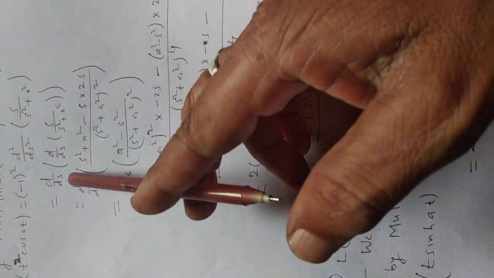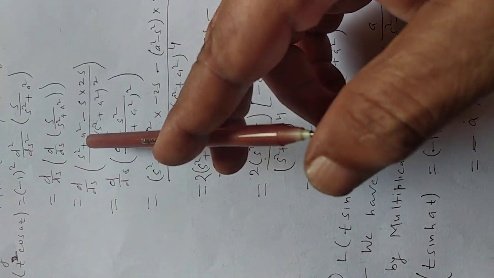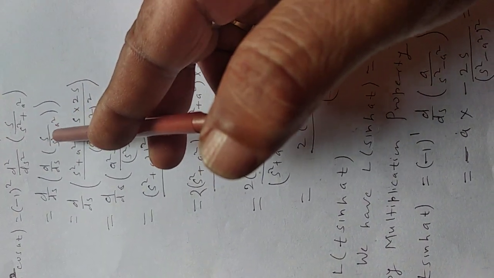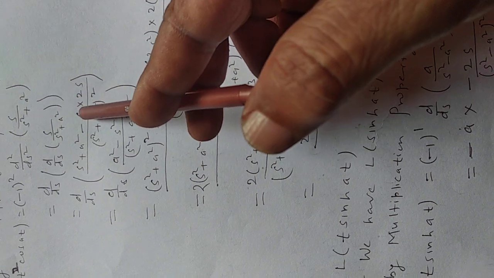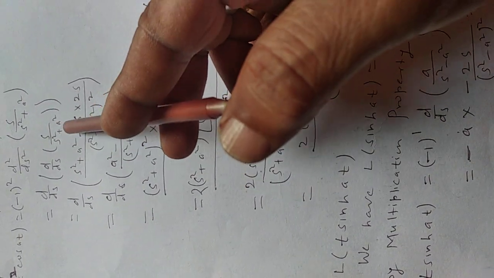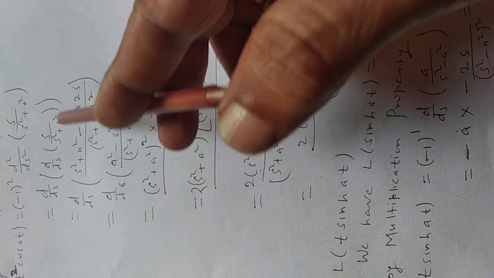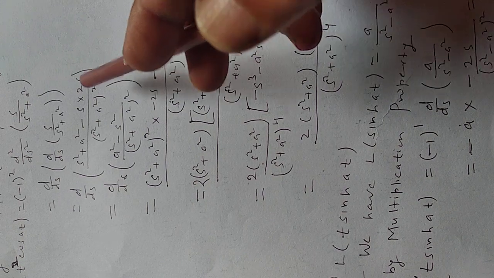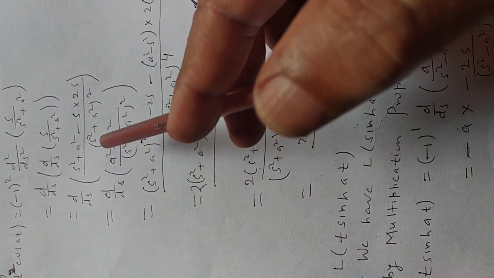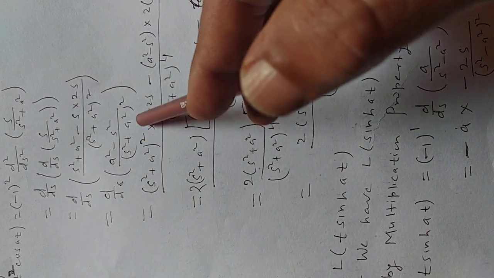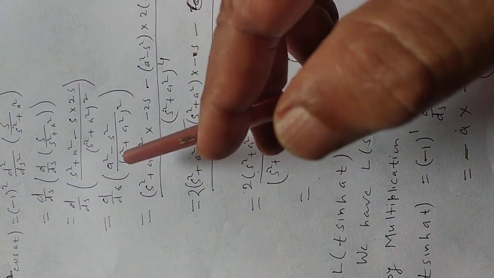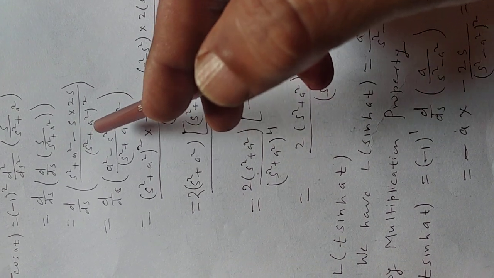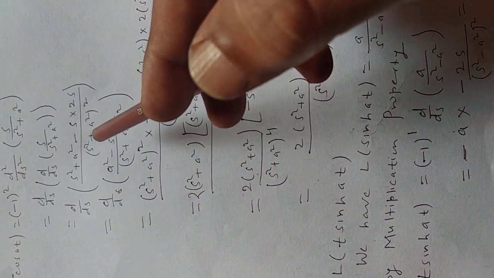So d by ds of, the bracket is s square plus a square, denominator into derivative of numerator. Derivative of s is 1, minus numerator into derivative of denominator s square plus a square, its derivative is 2s, divided by s square plus a square square, denominator square. So again this is a square minus s square, over s square plus a square square, and again for the derivative of this, we use our quotient rule.